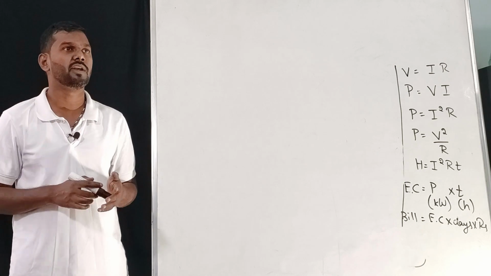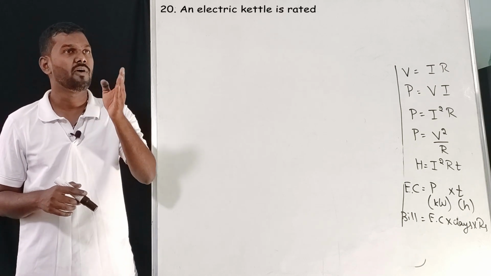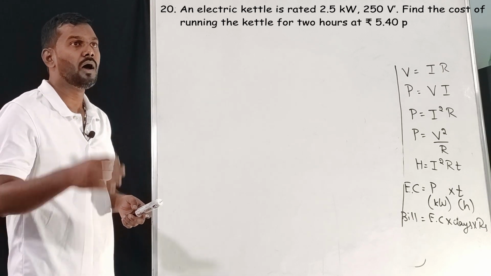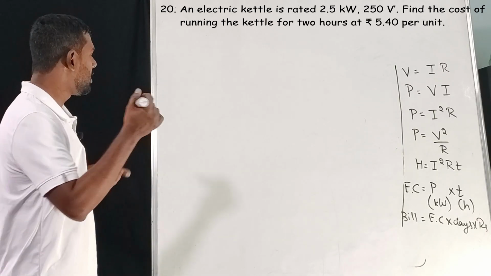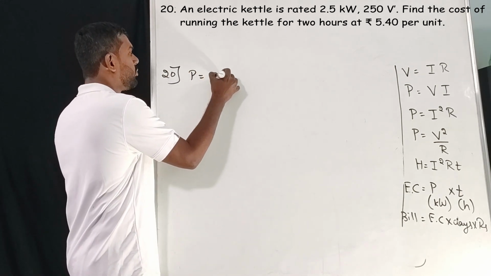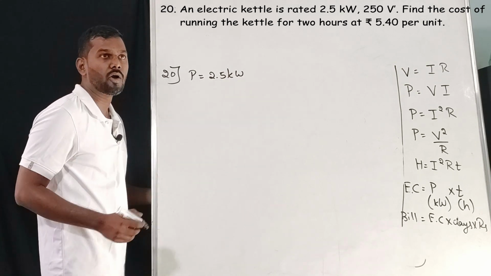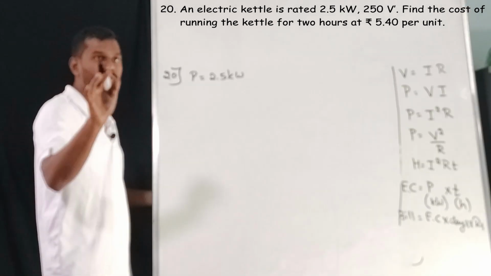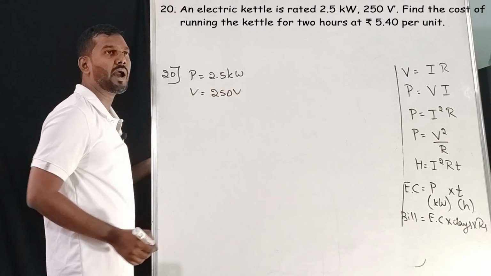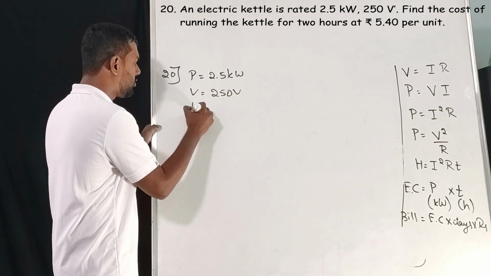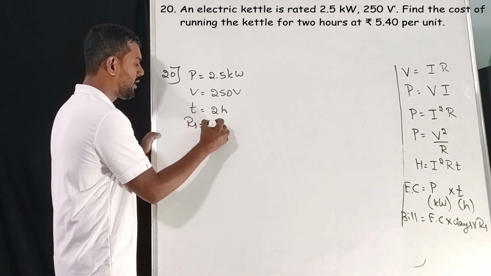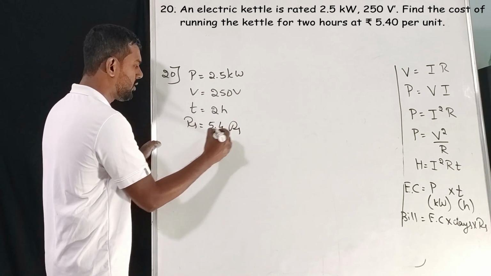That's it. Question number 20. An electric kettle is rated 2.5 kilowatt, 250 volts. Find the cost of running the kettle for 2 hours at 5.4 per unit. Okay, listen, this question is very easy because all the data are given. Power is given in terms of 2.5 kilowatt only. Power value in terms of kilowatt is given directly, and voltage is given. That is not useful for this question, and it is run for 2 hours, and rupees for 1 kilowatt hour is 5.4 rupees.